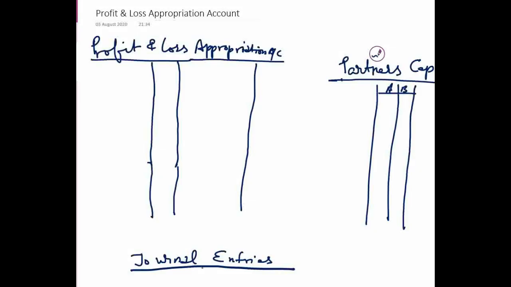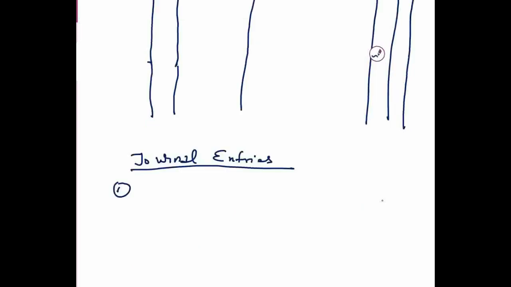So here I start preparing the profit and loss account and the partner's capital. I'll be writing the journal entries one by one, and then I'll be showing how these entries are posted in the profit and loss appropriation account and partner's capital account. First, we need to transfer the net profit as per profit and loss account to the profit and loss appropriation account. It is this amount which gets distributed among the partners.